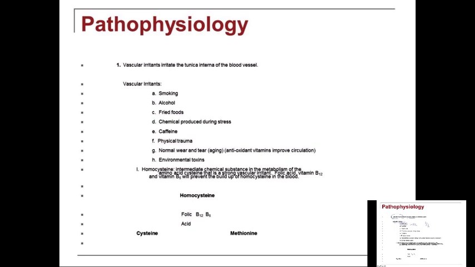Okay. Alcohol is a vascular irritant. Fried foods, stress, caffeine, physical trauma to blood vessels, not having enough antioxidant support, right? So when we think of antioxidants, we think of glutathione. And we know glutathione is dependent on glycine, glutamine, and cysteine. So these three are going to make the big G, glutathione. Glycine, glutamine, and cysteine make glutathione.